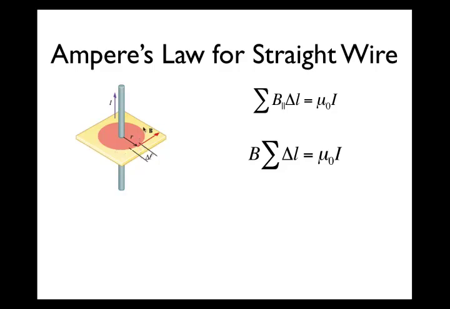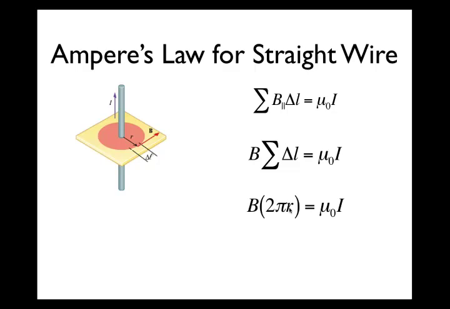So if the magnetic field is constant in strength everywhere around the edge of this circle, because every point on this circle is the same distance from the wire, the magnetic field can actually pop out of this sum that I'm doing here. And now I'm just left with something that says the sum of all the little tiny displacements around the edge of the circle. Well, the sum of all the little tiny displacements around the edge of the circle is the circumference of the circle, so we can replace that sigma of the delta L's with the circumference of the circle, or 2 pi times the radius of the circle.